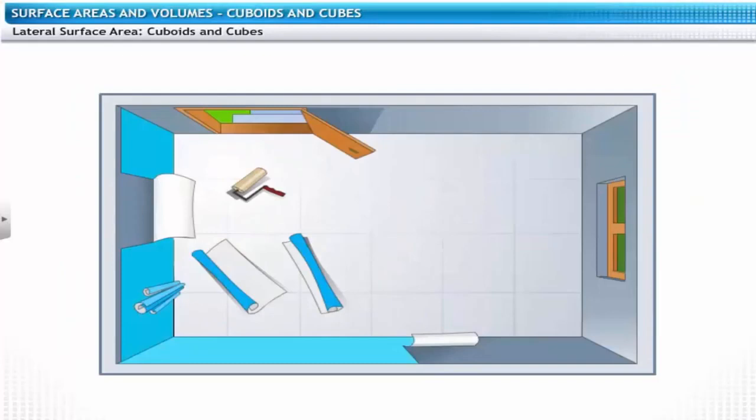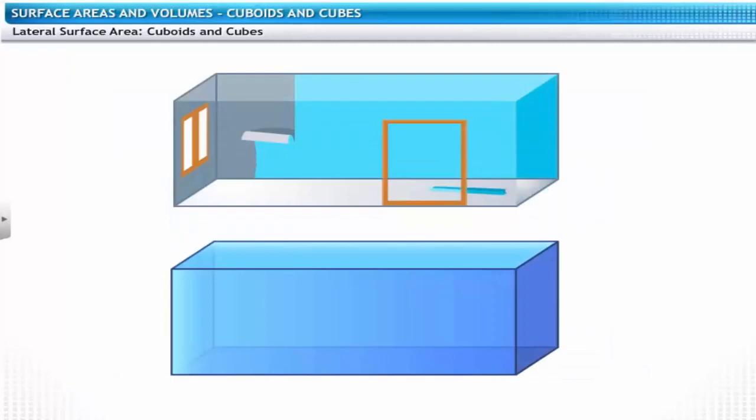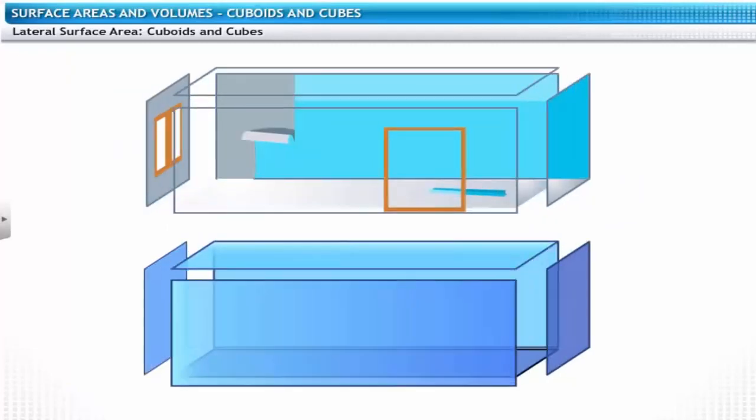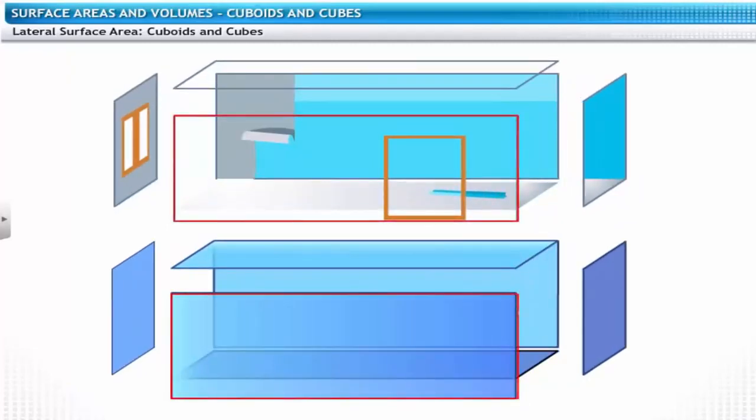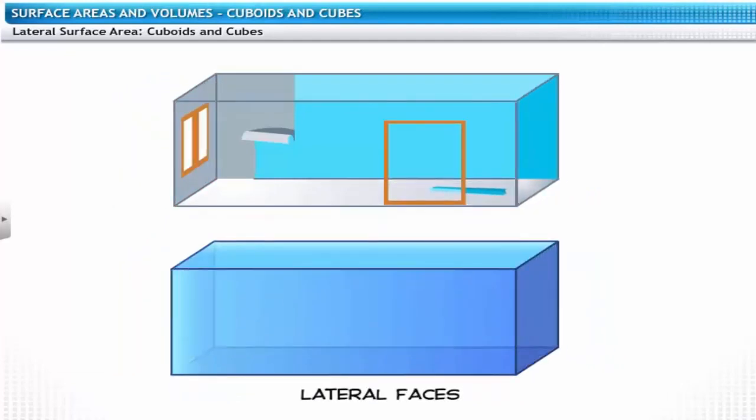Let's look at a practical problem. You want to put up wallpaper in your room. To estimate the number of wallpaper rolls required, you'll need to know the area of the 4 walls. As you can see, the room is cuboid in shape. The 4 walls of the room represent the 4 lateral faces of the cuboid.